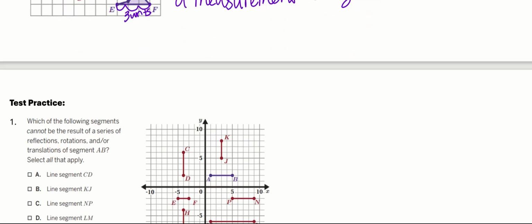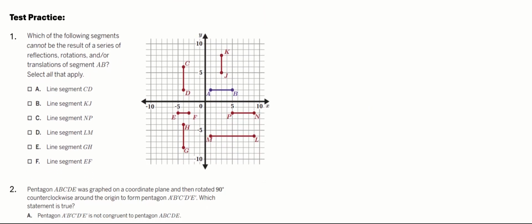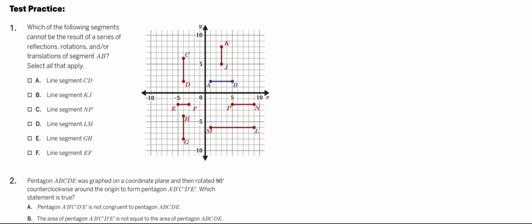Okay. Some test practice. So just practicing how our test questions will look. So this one asked us which of the following cannot. So we need to be careful with these. If you need to highlight them or whatnot, you can see it's a little italicized, but when we read the directions, we really need to make sure we check these things. So it says which one cannot be the result of a series of reflection, rotation, and or translations of segment AB. So here's AB, it's 1, 2, 3, 4 units.